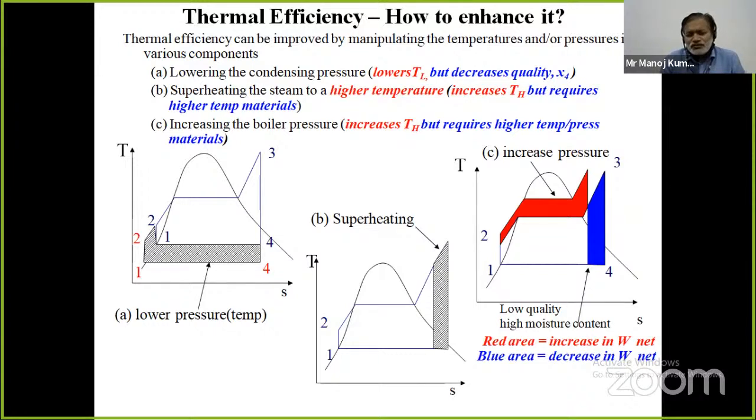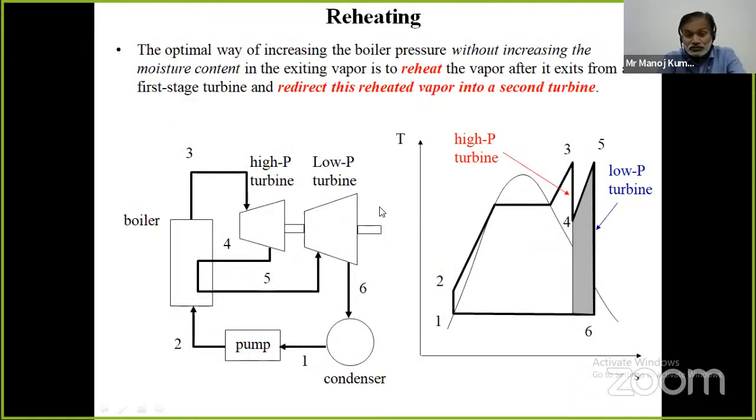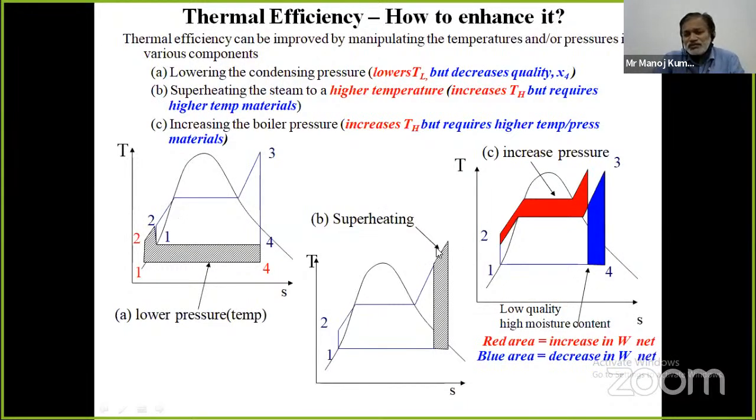But there is a limitation of superheating, since materials have certain limitations that we cannot increase the temperature beyond a certain level, because the metallurgy doesn't permit it. So that is the maximum permissible limit. Otherwise, we should increase the temperature as much as possible, so that we can have higher efficiency as well as higher dryness fraction. So another thing, after that, we can increase the pressure.